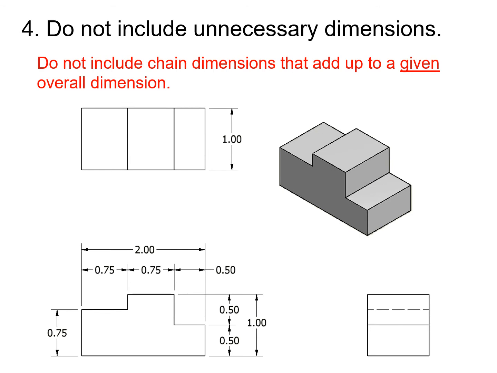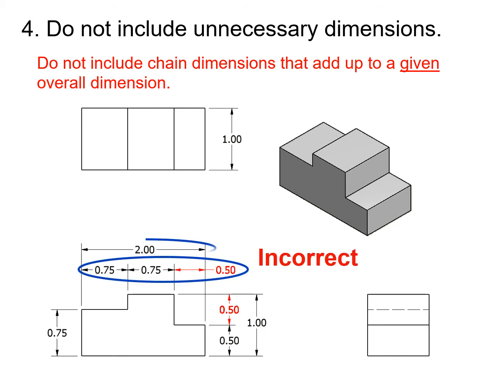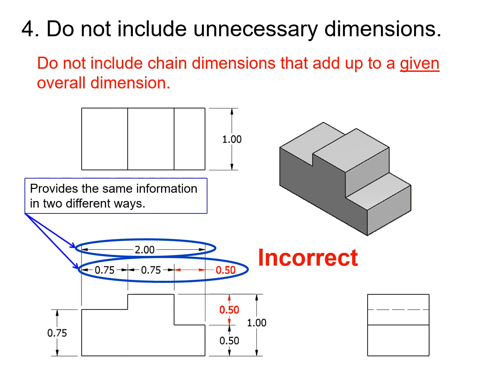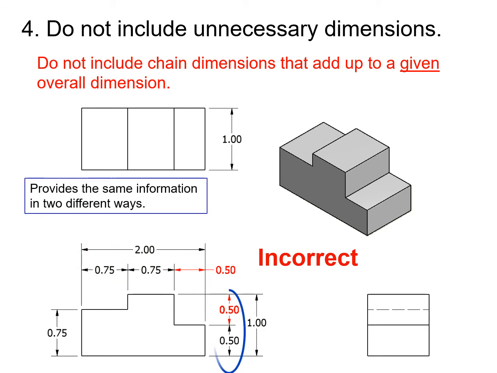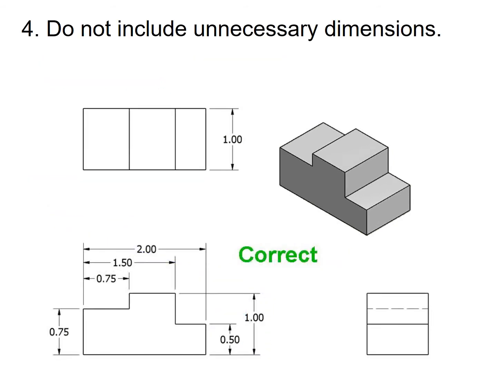Number four, do not include unnecessary dimensions. Do not include chain dimensions that add up to a given overall dimension. For example, the dimensions here that are being circled, if you add those up, the 0.75 plus 0.75 plus 0.5 would give you 2 inches, but according to the standardized rules for dimensioning, you would remove the 0.5 and you would do the same thing for the height because it is unnecessary. So we would remove the 0.5 and it would look like that.